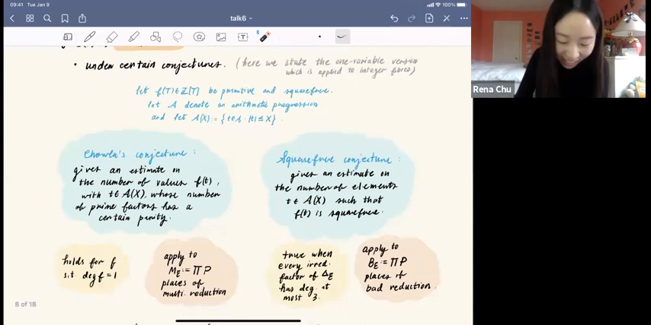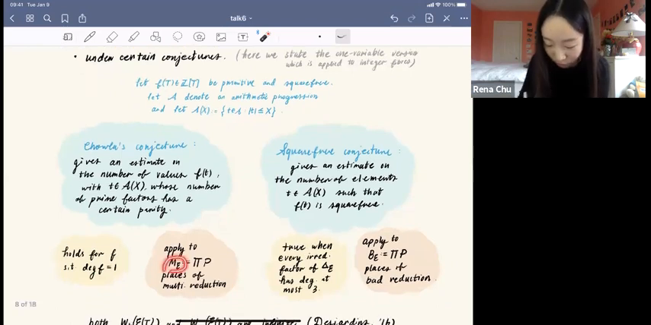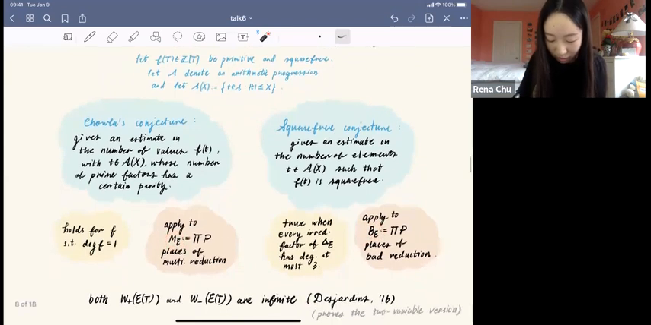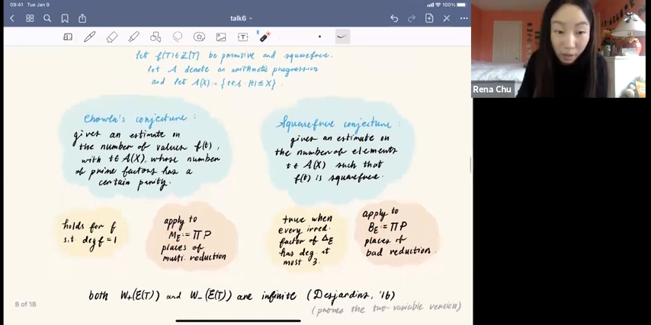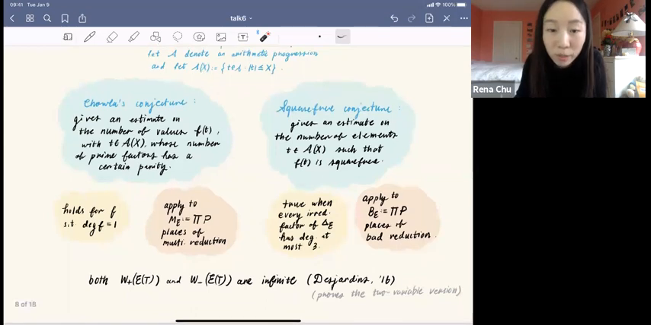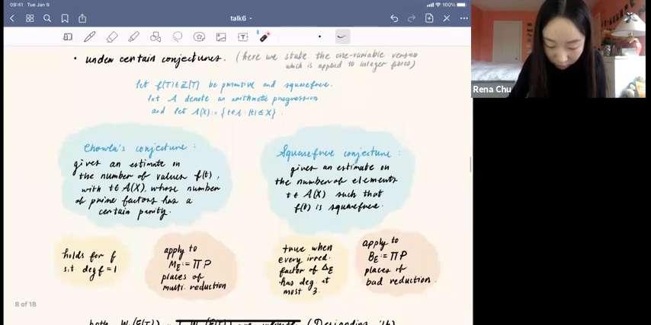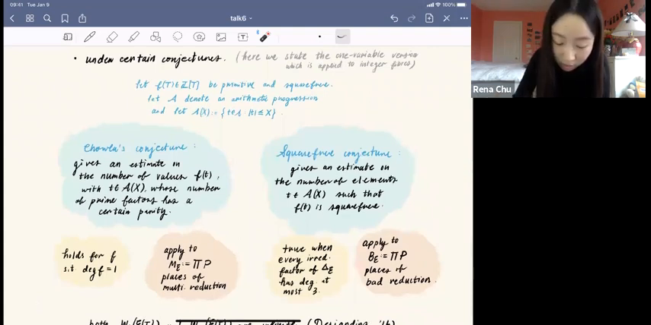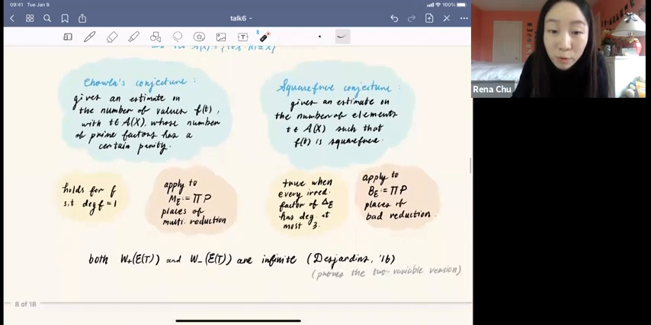So I haven't stated the result yet. The result is that if we assume these conjectures for these two polynomials respectively, then a result by Desjardins says that W plus and W minus are infinite. And being infinite means that the root number is not constant. Also, just want to make a quick note that the versions of Chowla's and squarefree conjectures that we're talking about here are one variable, whereas in the proof of Desjardins, she uses a two variable version.